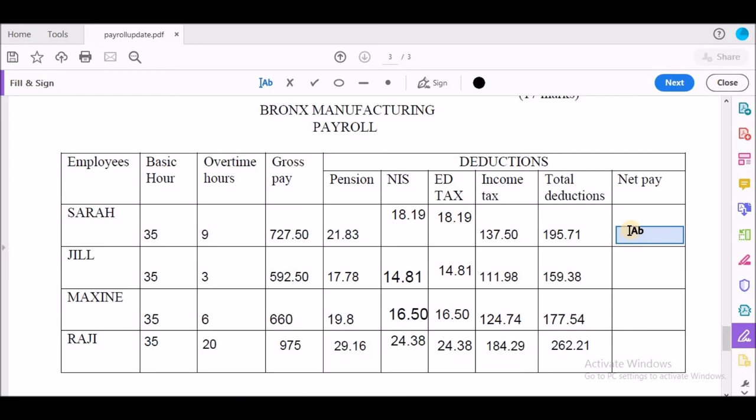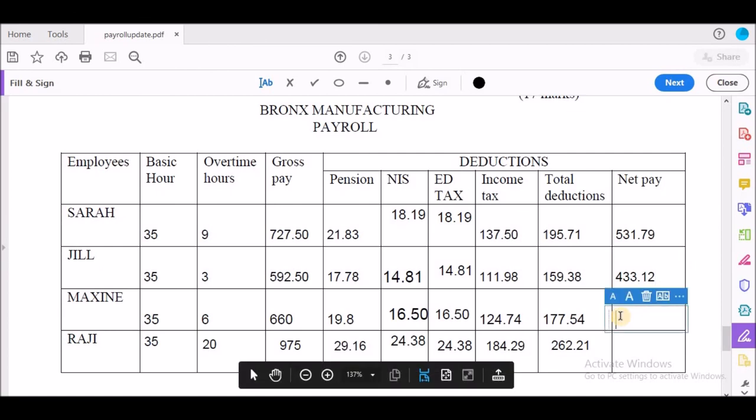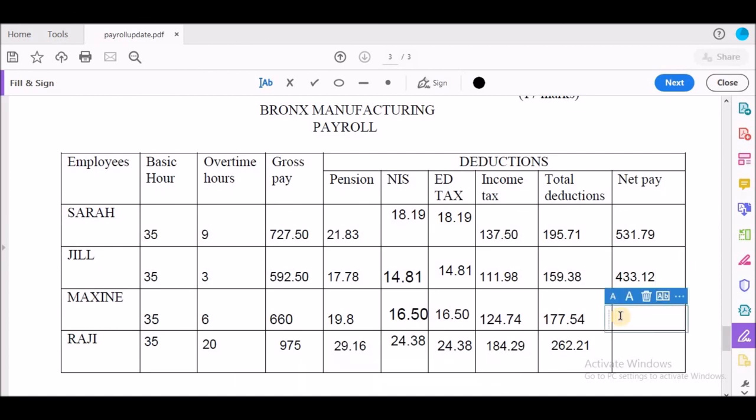So Sarah, that's 727.50 minus 195.71, and you're left with $531.79. That's her take home pay. That's what she's going to get in her hand. Jill, for Jill we have $592.50, and we're going to take $159.38 from it. So she's left with $433.12.